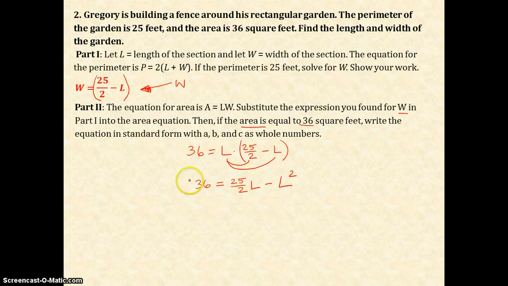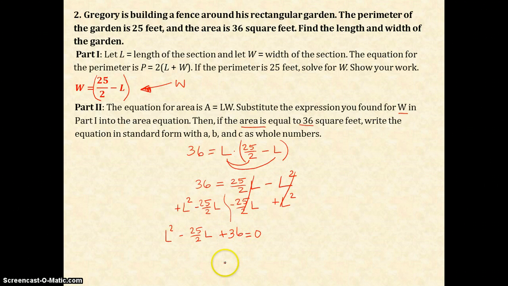Then I want to get everything onto the left side and a 0 on the right side. So if I add L squared to both sides, and if I subtract 25 over 2L from both sides, on the right side I'm going to get a 0, and on the left side I get L squared minus 25 over 2L plus 36.